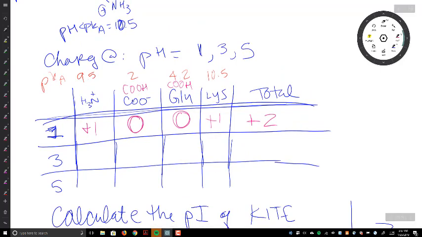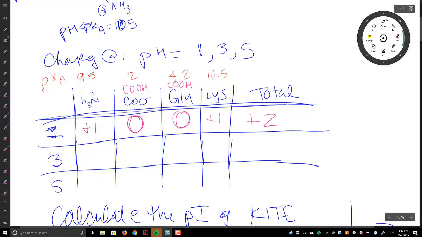We can know right off of that the pH of 3 is going to be less than 3 of our groups. So the N-terminal amine will be the same because 3 is less than 9.5. Lysine also will be the same because 3 is less than 10.5. Similarly, for glutamate, 3 is less than the pKa of 4.2, so we'll still see a nice big fat 0 charge.